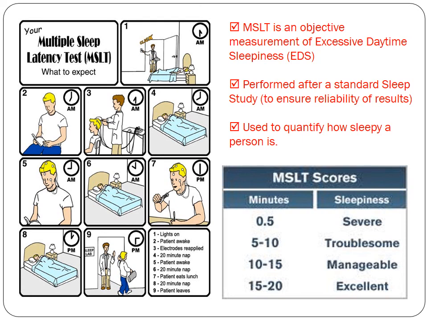If a person falls asleep in half a minute, an average of half a minute over all of the naps that they take, which is 4 to 5 naps, then they're said to have severe sleepiness. If they fall asleep between 5 to 10 minutes on average for each of those naps, then it's troublesome. If it's 10 to 15 minutes that they fall asleep, it's manageable. And if it's 15 to 20 minutes, then they're excellent, meaning they don't really have excessive daytime sleepiness. So this is very, very much averaged. These are not the details that the doctors actually use. It's just an example. Let's go on to our next slide.